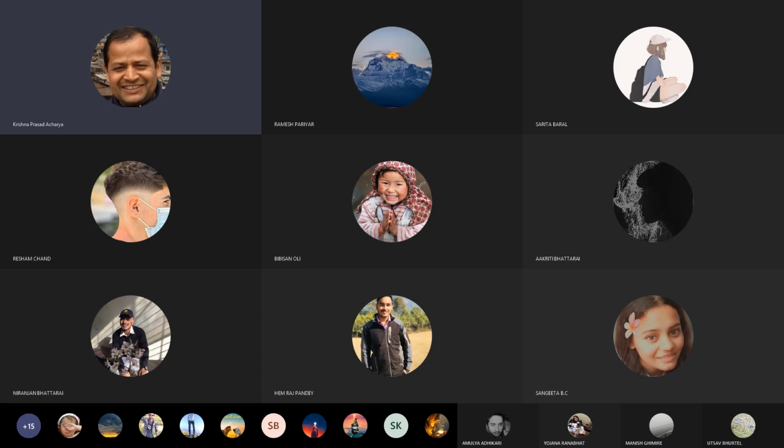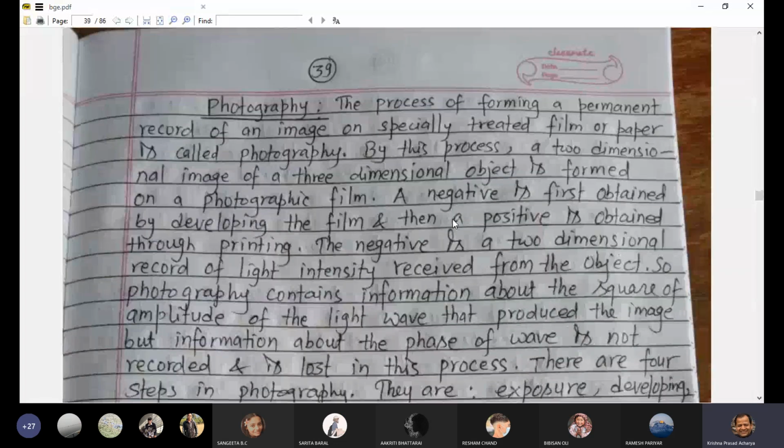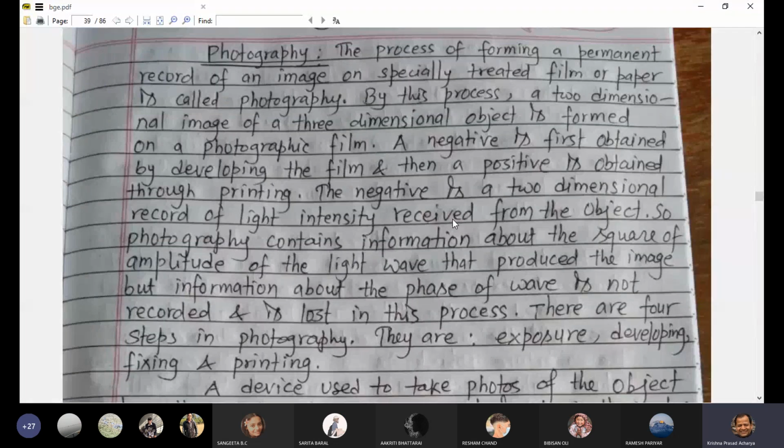अब फोटोग्राफी भनेको के हो? अब यो त खासै धेरै अप्ठ्यारो कुरो परेन तिम्रो लागि. What is photography? फोटोग्राफी भनेको फोटो लिने प्रक्रिया हो. कुनै पनि वस्तुको हामीले 2 डाइमेन्सन, एउटा 3 डाइमेन्सनल अब्जेक्ट हुन्छ. If you have a 3 dimensional object and you take the image which is 2 dimensional, object is 3 dimensional but the image is 2 dimensional, then the process is called photography.